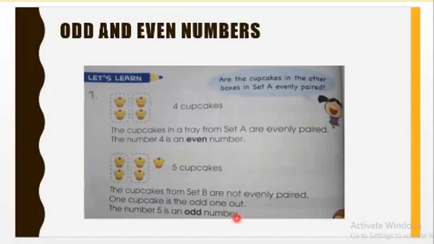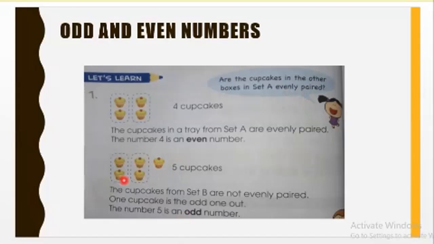Yes, this is the first method that is mentioned in your book. I took this picture from your student book. They start the lecture with simple pictures of making groups of two, and then they explain that 4 is an even number and 5 is an odd number. So, are the cupcakes in the other boxes in set A evenly paired? No. The girl is asking the question and her answer is no, because set B has one cupcake left. They are not evenly paired, so those numbers are called odd numbers.